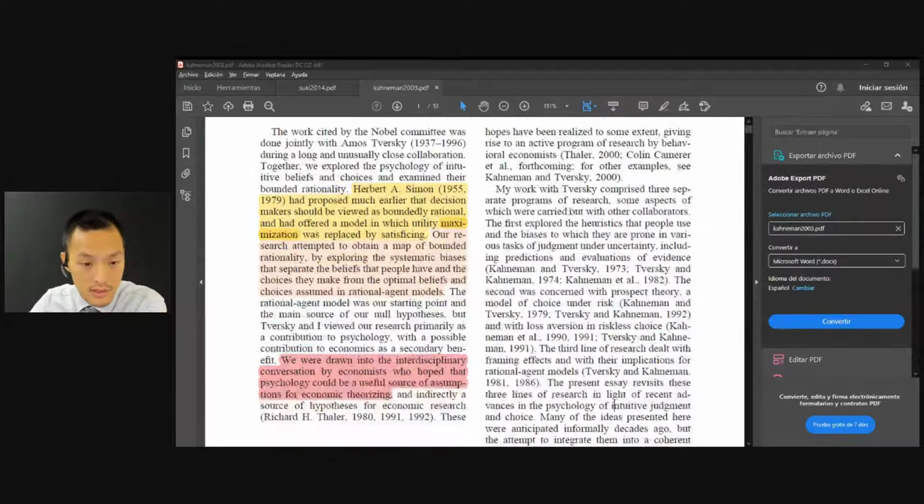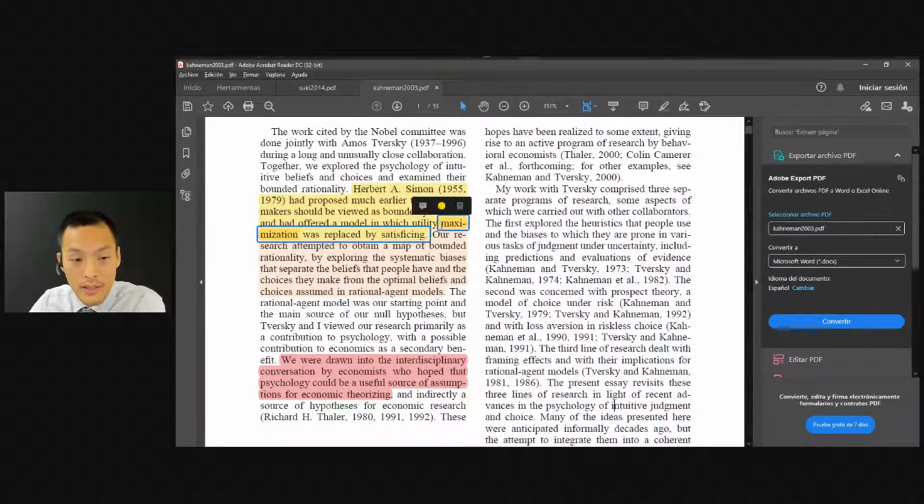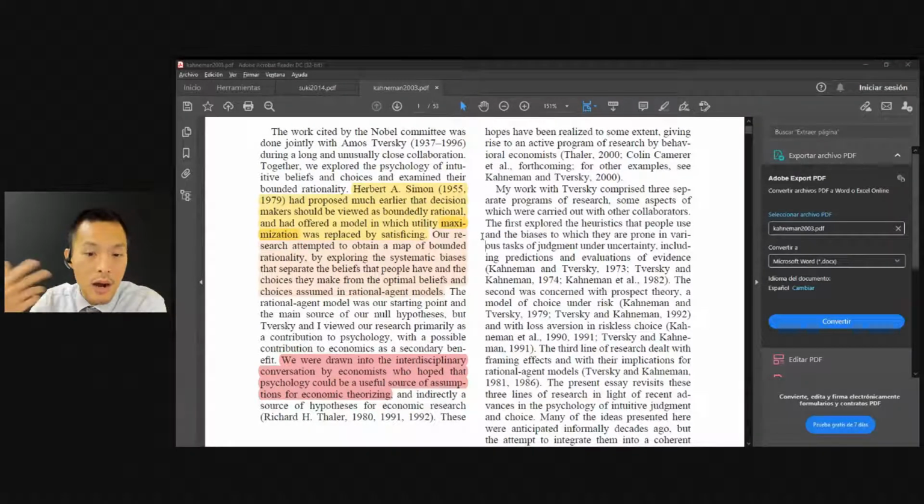So let me go through this again. Right? For this paper, it said, hey, economists, in the past, when you make your theory and all the models that you base your work on, you think that people are rational and that people will always maximize utility, right? So utility is the concept of how much use you can get out of something.